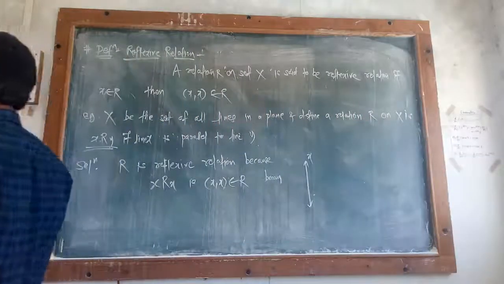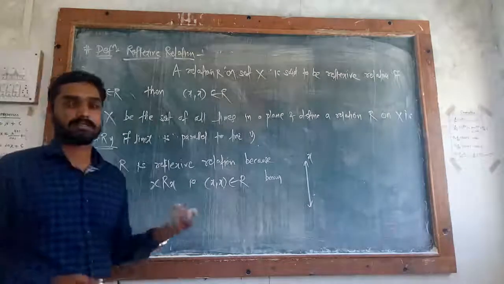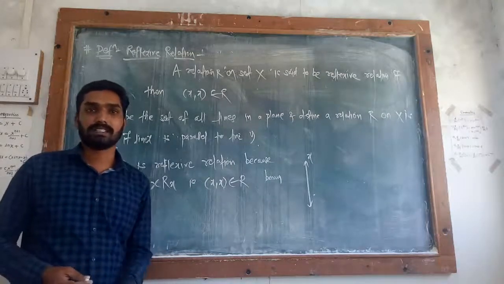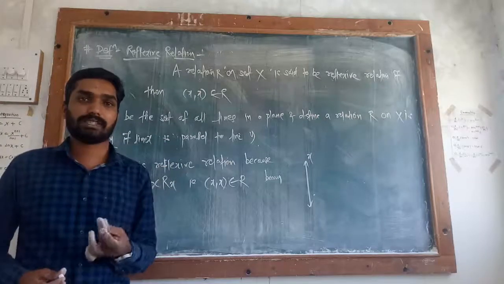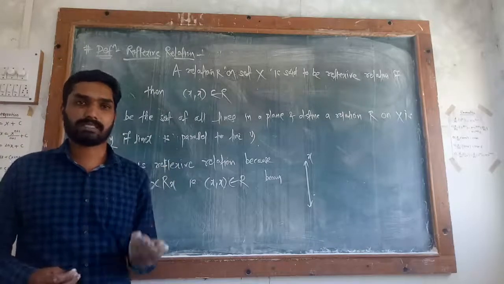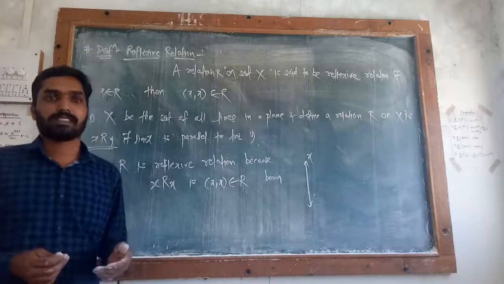Okay, it is so simple. So the next point is the symmetric relation, and the third point is the transitive relation. And if this relation R is reflexive, symmetric and transitive, then this relation is said to be an equivalence relation. So the remaining part we will also study in the next lecture. Thank you.